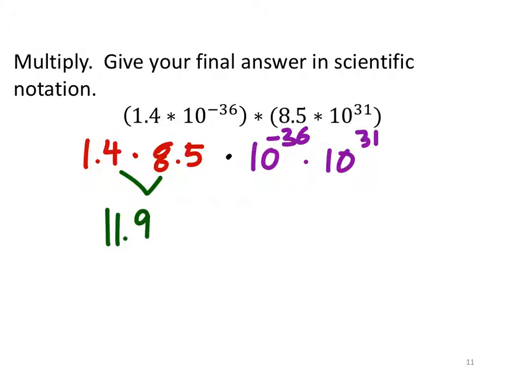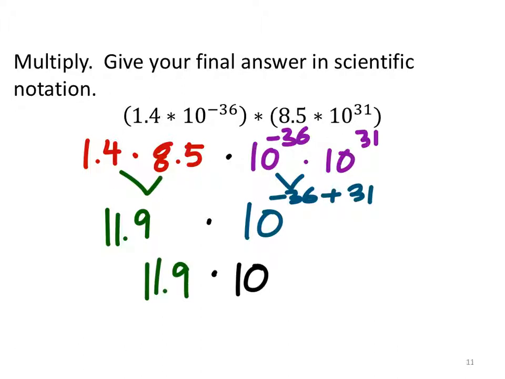Of course, I've got my base 10s here. 10 to the power of, that'd be negative 36. And they're multiplying the same bases, so we're going to add the other exponent, 31. These are multiplied. So I've got 11.9 times base 10 to the power of, that would be negative 5 right there.